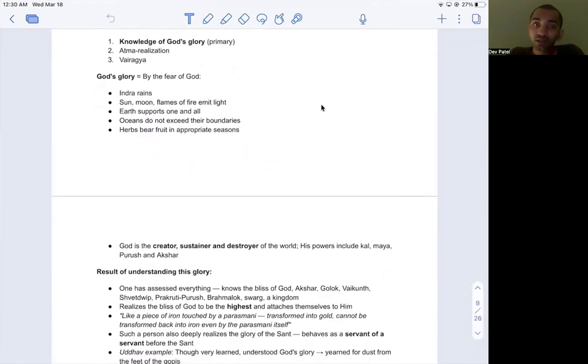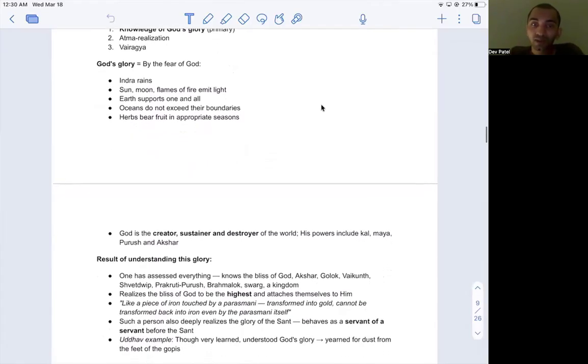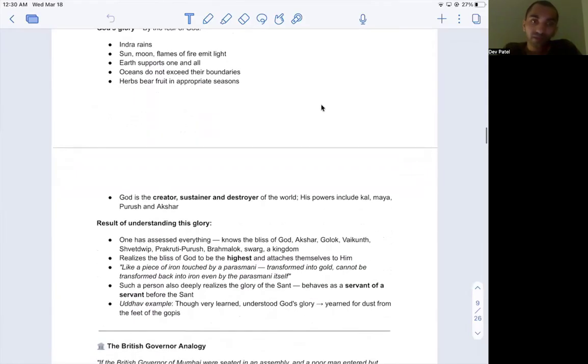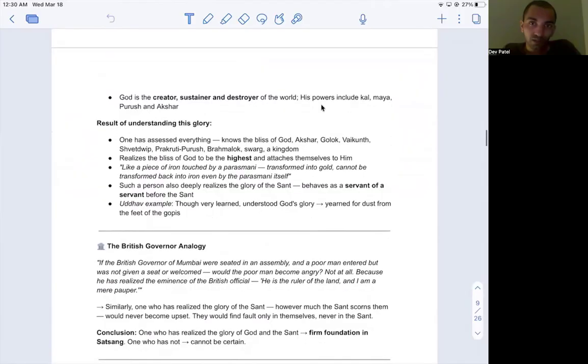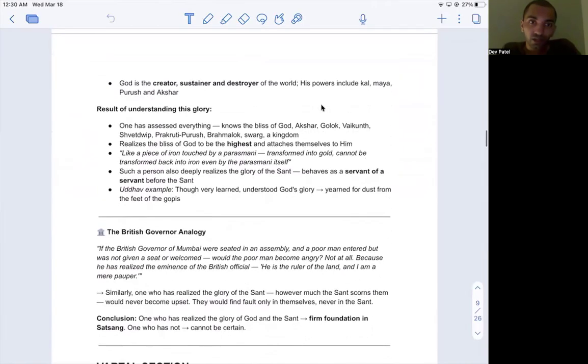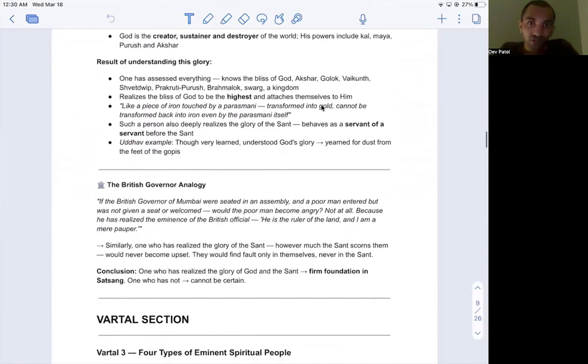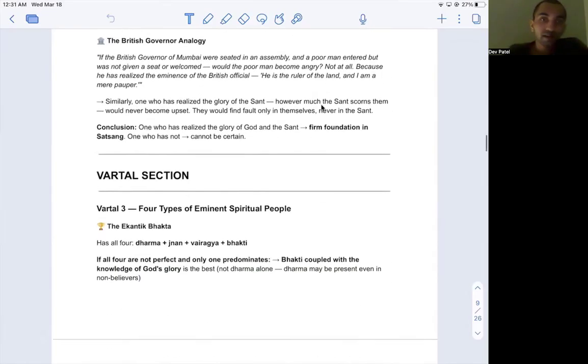And when you do understand this glory, you behave as a servant of the servant before the Satsangi. So the example: having learned God's glory, yearn for the dust of the feet of the gopis. And we have a British governor analogy. If a poor man enters but is not given a seat or welcomed, he does not become angry at all because he has realized the importance of the British official. So realize the glory of something, then they never become upset. They find faults only in themselves and never in the Satsangi.